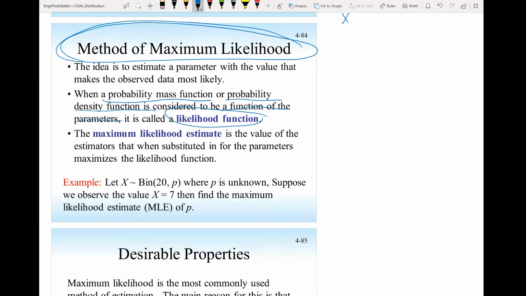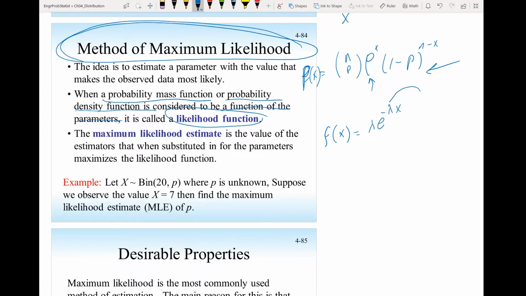So all the probability mass functions we learned for a discrete variable, like this one, n choose x, p to the x times 1 minus p to the n minus x, that's for the binomial, that's a probability mass function. And the parameter we are trying to estimate could be the proportion p. Then this, we call the likelihood function. Or for the exponential density function, lambda e to the minus lambda x.